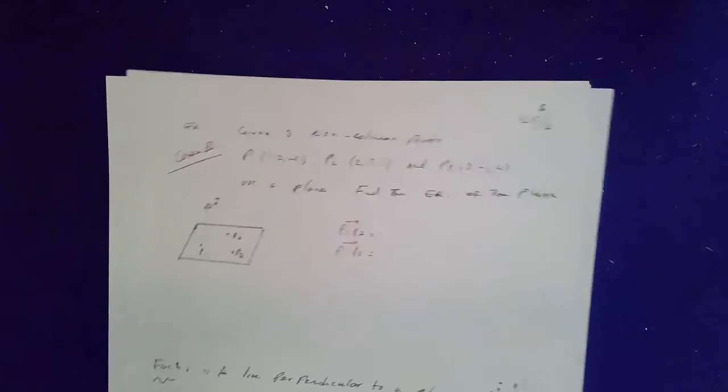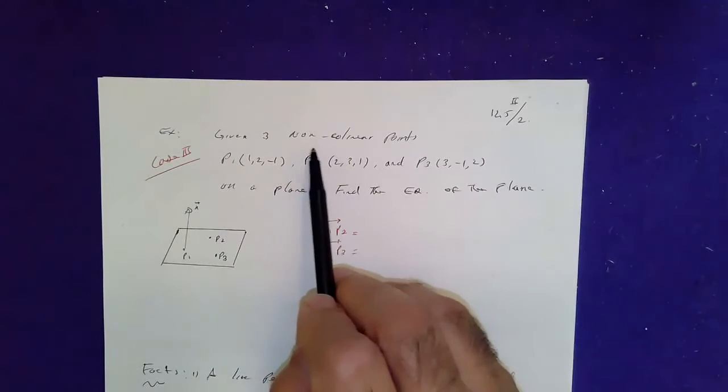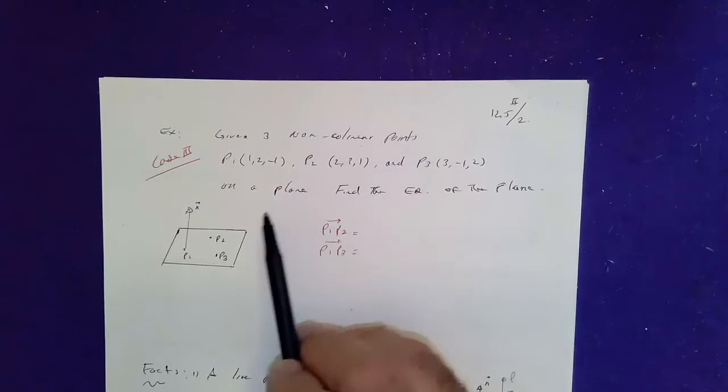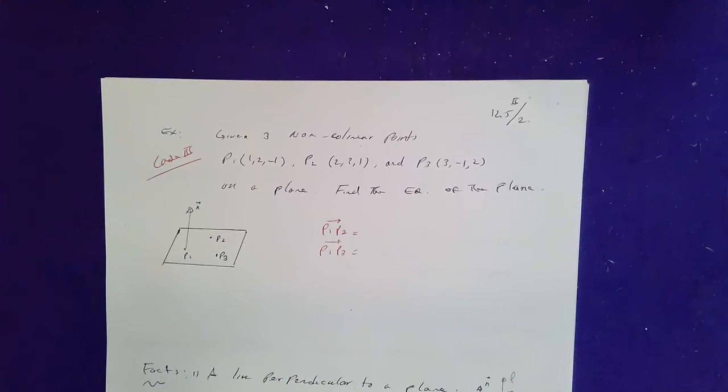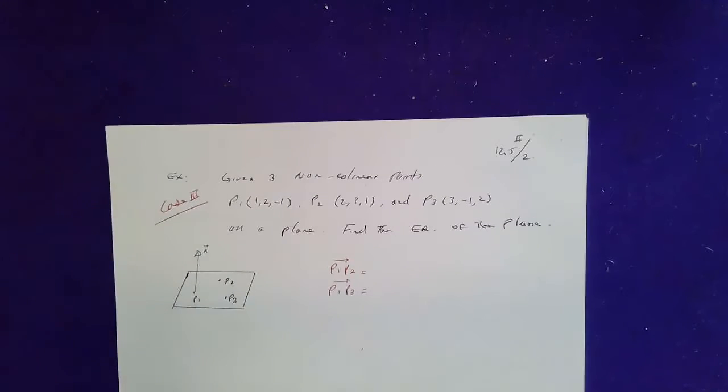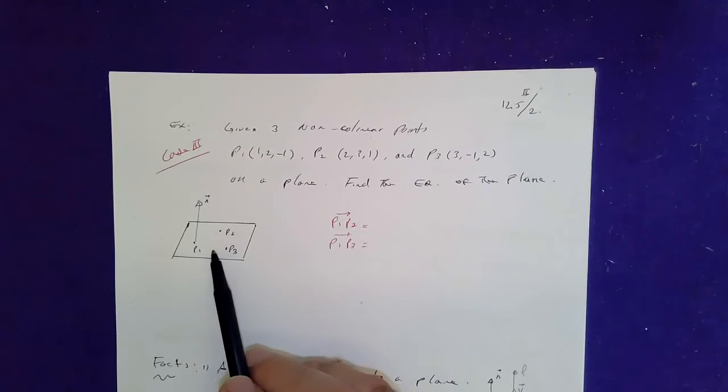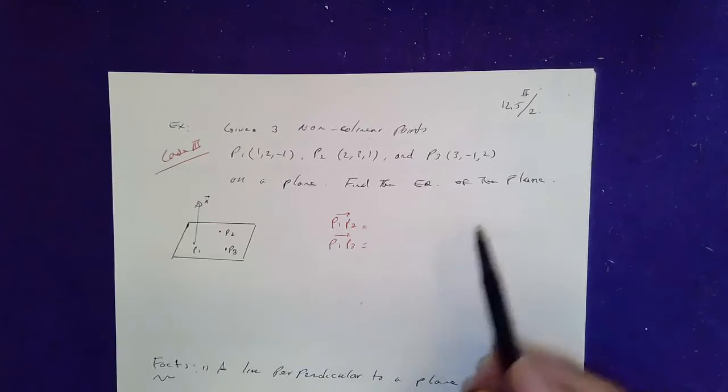Alrighty, let's go over, let's say, case 3. What would happen if they give us 3 non-collinear points on the plane? How would you go about finding the equation of a plane if you have so-called 3 non-collinear points on the plane? In other words, these points do not lie on the same line.